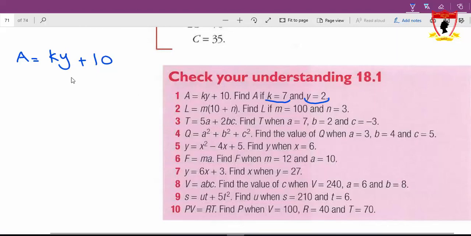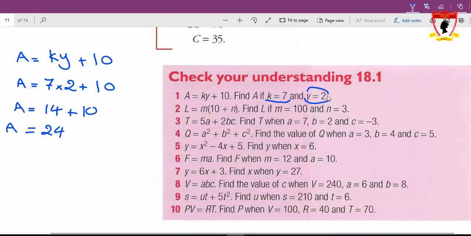It's given that k is equal to 7. Let's just substitute it. A is equal to, instead of k we can write 7, and there is nothing between k and y, means times. 7 times y is equal to 2. 7 times 2 plus 10. According to arithmetic rules, according to BIDMAS, we have to do multiplication first. 7 times 2 is 14 plus 10. 14 plus 10 is equal to 24. So the value of a is 24.